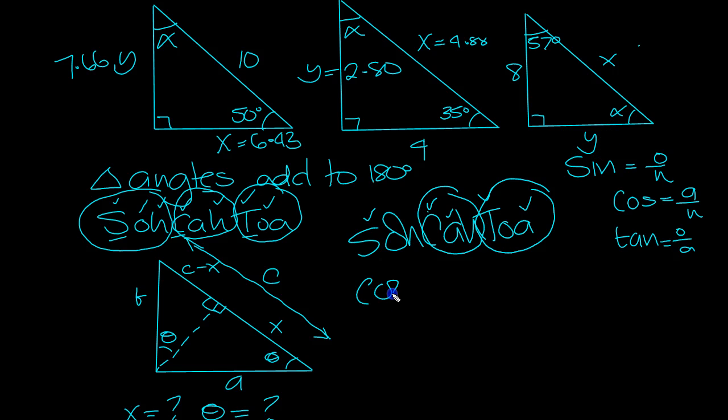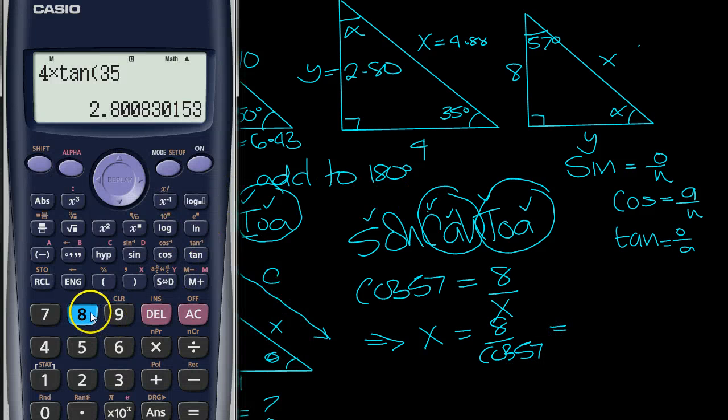So here, cosine of 57 is equal to the adjacent over x. So that tells us what x is, doesn't it? Move the x up, and then move the cos 57 down. 8 over cos 57 degrees. 14.68, 14.69.